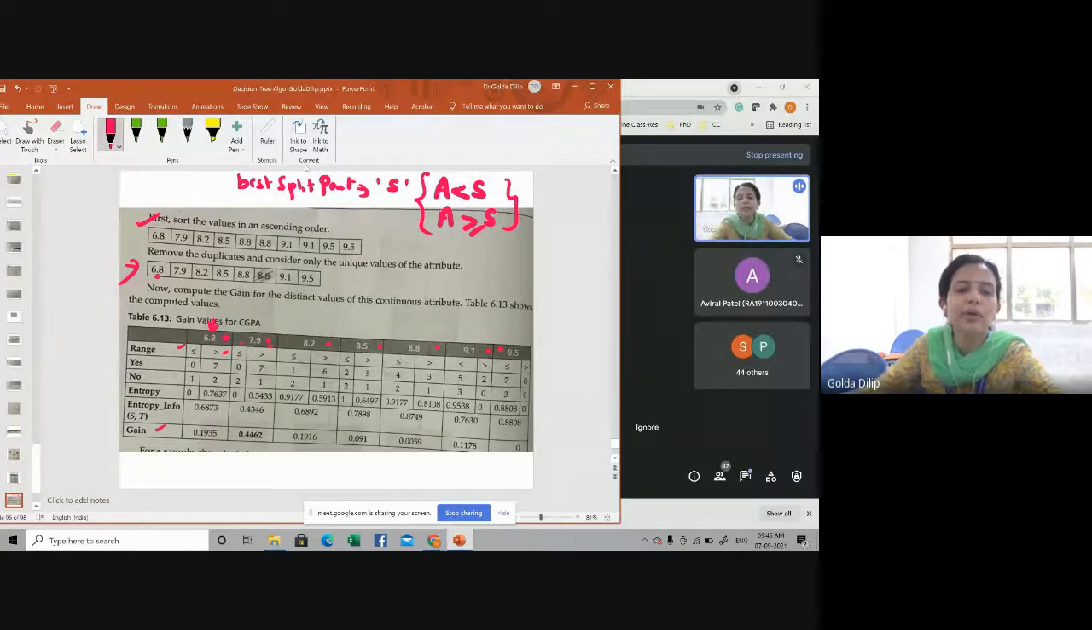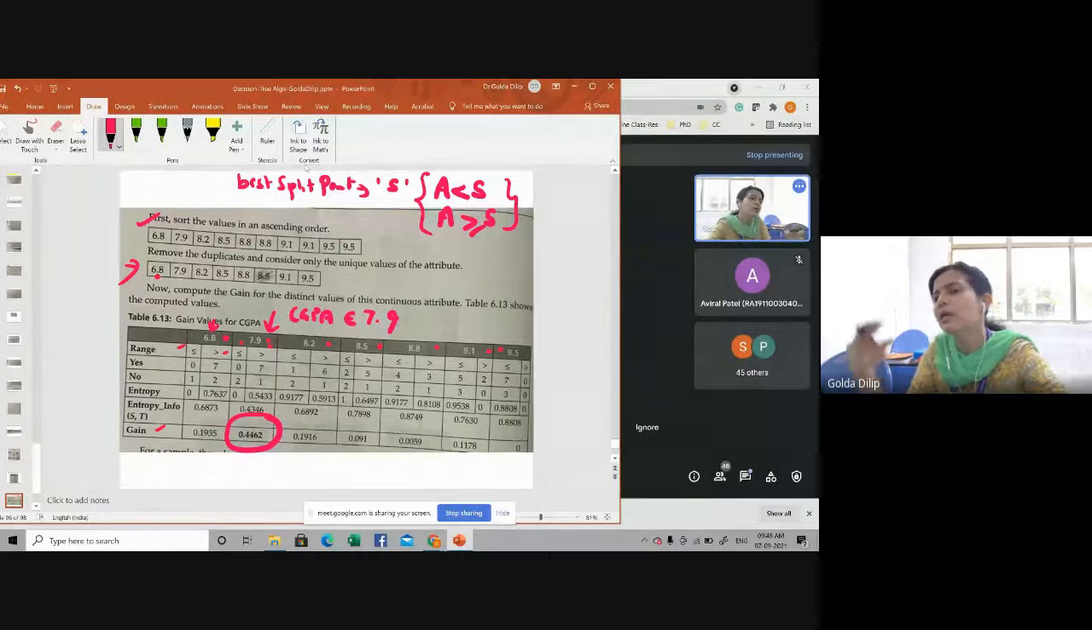From the table you can see which is the maximum one, the bolded one, 0.4462. That belongs to CGPA 7.9. So CGPA 7.9 will be chosen as the best split point. Now we can discretize the continuous values of CGPA into two categories: CGPA less than or equal to 7.9 and CGPA greater than 7.9. So now the continuous values are put into two discrete instances.